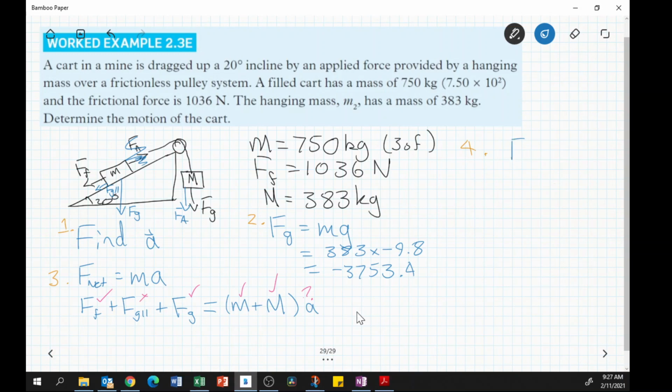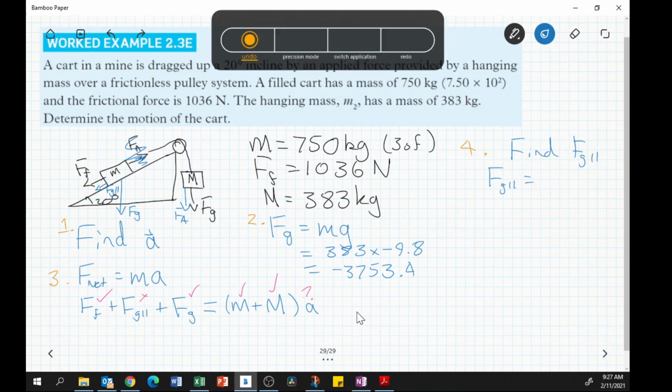All right, find Fg parallel. Now, we're so good at this by now, we just know that Fg parallel is the sine of our Fg.